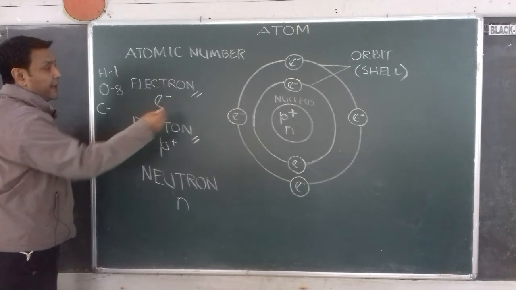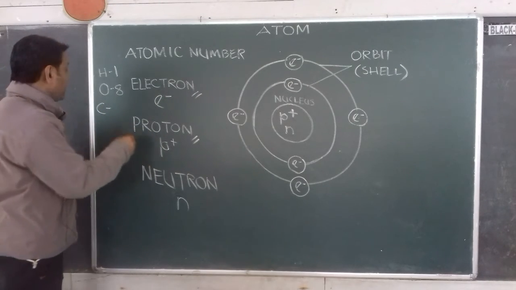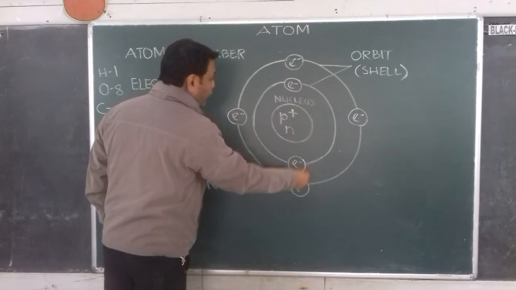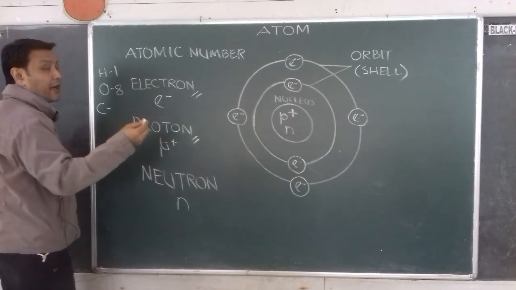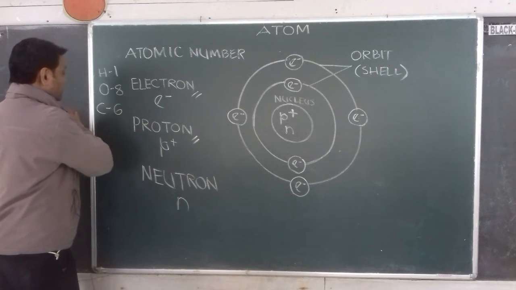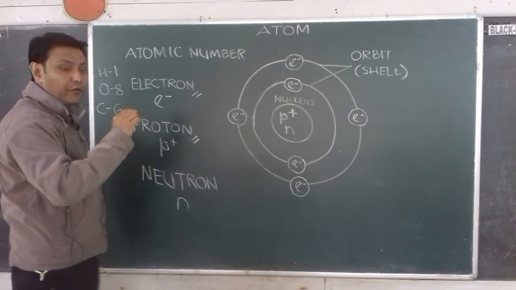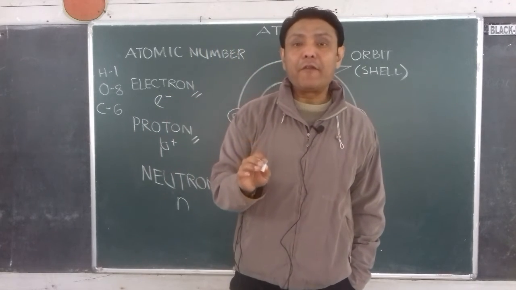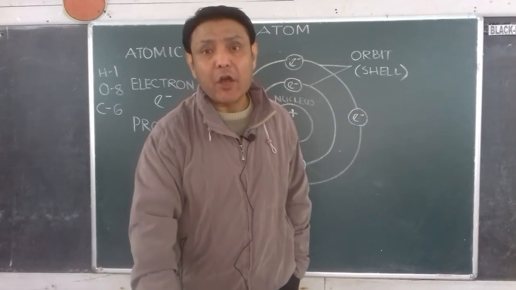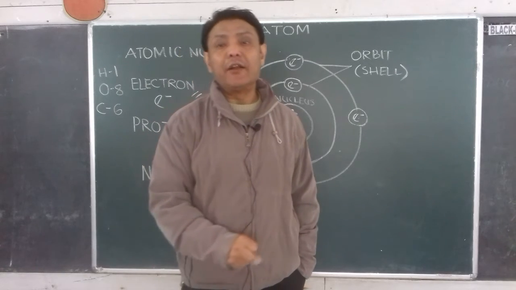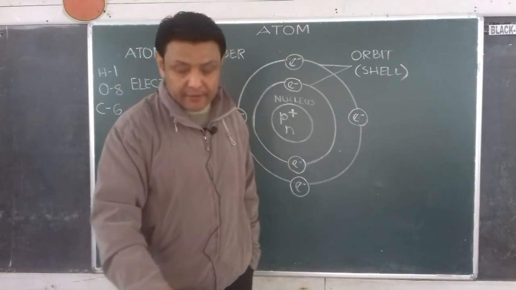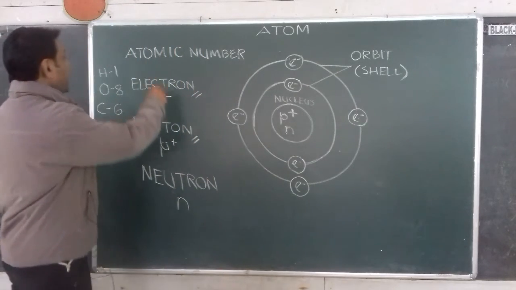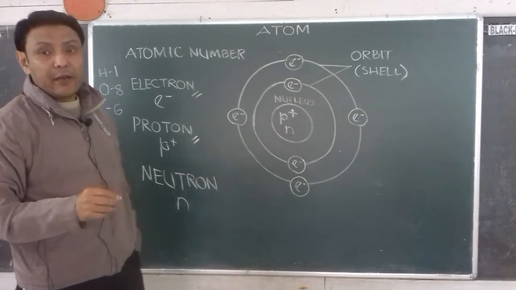This is the diagram of an atom of carbon whose atomic number is 6. Why? Because there are 6 electrons: 1, 2, 3, 4, 5 and 6. Similarly, there are 6 protons. So, please remember that the number of electrons in an atom is always equal to the number of protons. And that number is the atomic number of an element.